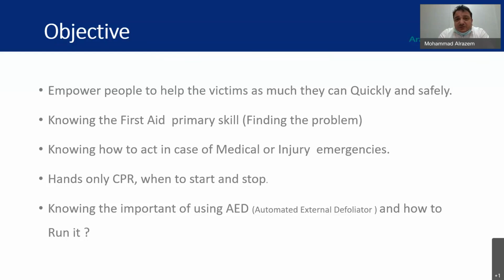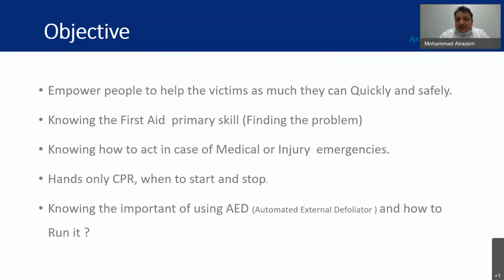Sometimes when you are with your friend, you say, okay, if something happened, what should I do? This will take you through many topics, such as heart attack, and how you will deal with it. Hands-only CPR, especially in this pandemic. During the pandemic, do I need to give a breath or not? How will I perform hands-only CPR, when and how do I decide to start, and when do I decide to stop? And of course, knowing the importance of using an AED, automated external defibrillator, and how to run it.